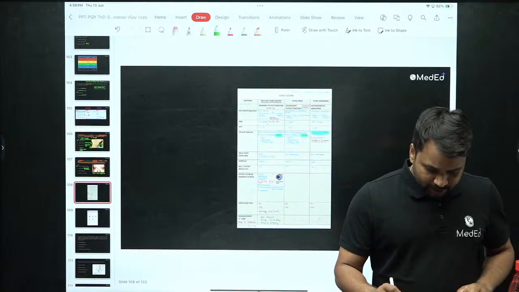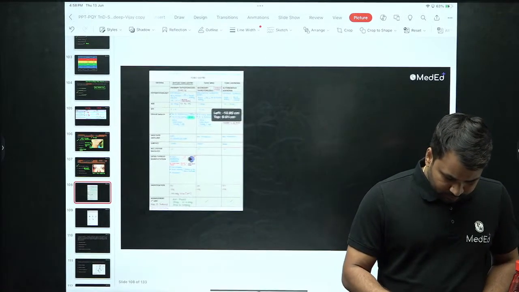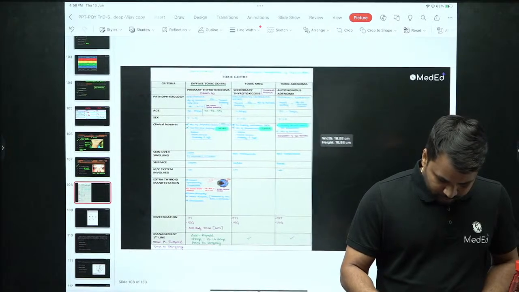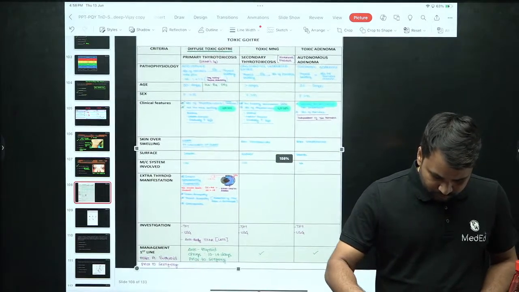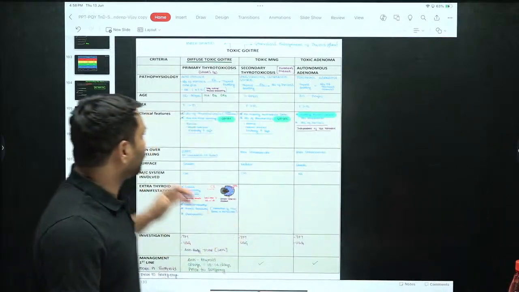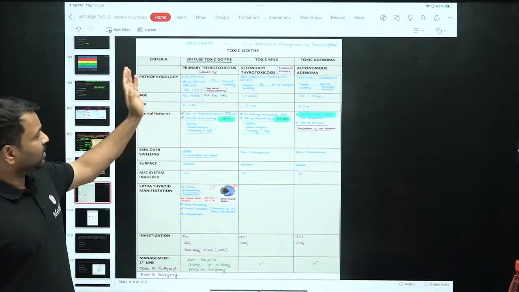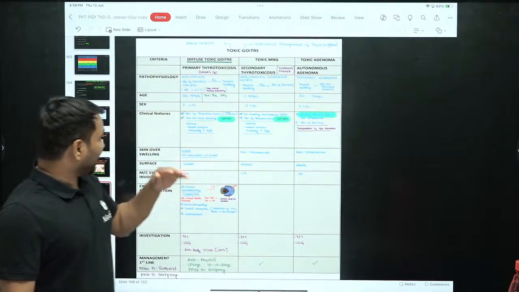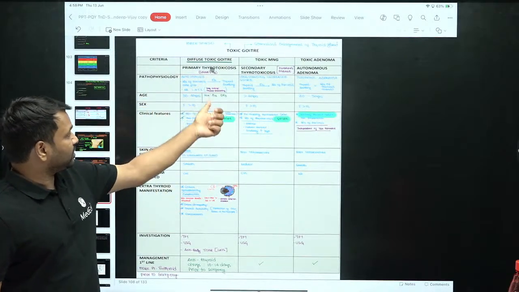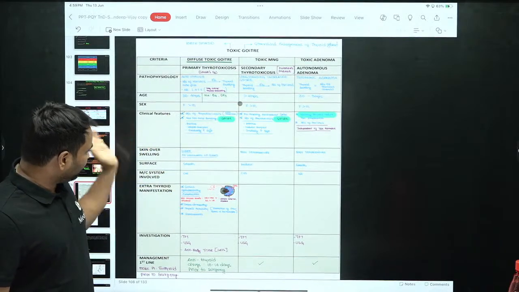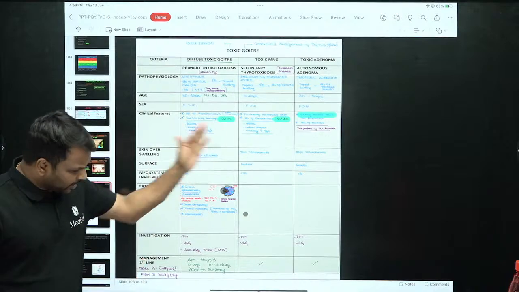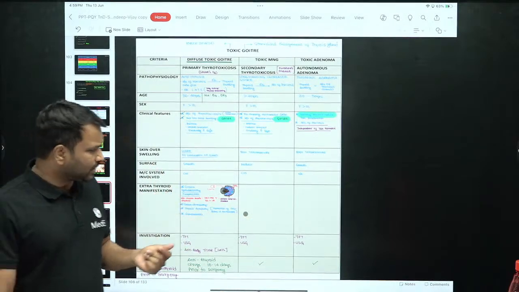So we have this table. This is a table that we use for differentiation of all three varieties: Graves, Plummer's, and toxic adenoma. We have given all the components. Remember, the HLA that is involved in Graves is B8 and DR3. Everything else is on comparative data. We have given you what the antibodies are. I just wanted to go through this table in quick succession. That should be more than enough.